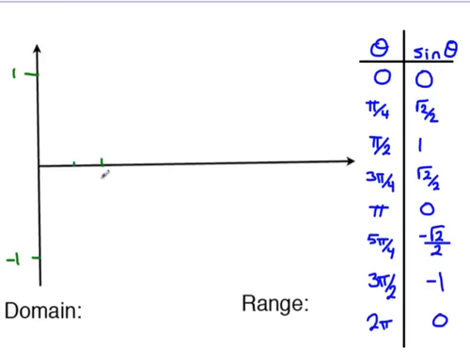Alright, and then we're going to have what? We're going to have a pi over 4, a pi over 2. This is going to be about 3 pi over 4. Here we're going to have pi. This here is going to be 5 pi over 4.